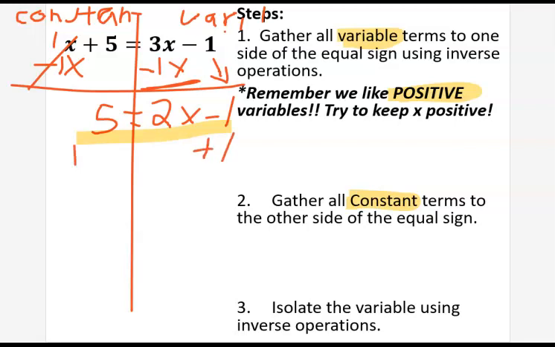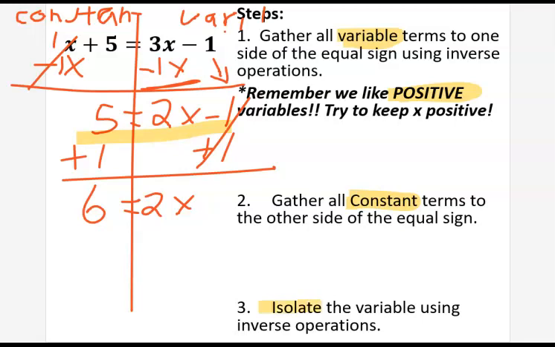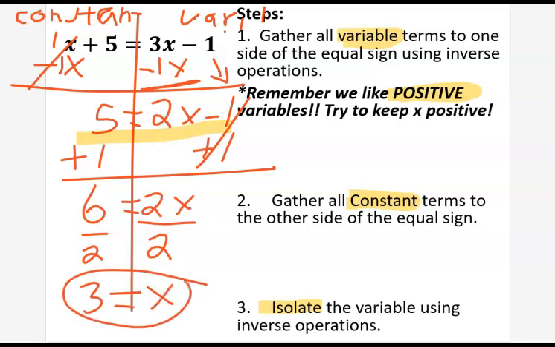So I'm going to add 1 to both sides, getting rid of my constants on my right-hand side, and I get 2x equals 6. I now have a one-step equation. So I am going to go ahead and isolate the variable, or get it alone. So to get x all by itself, I'm going to divide it by 2. That's going to turn into 3, which is my answer.